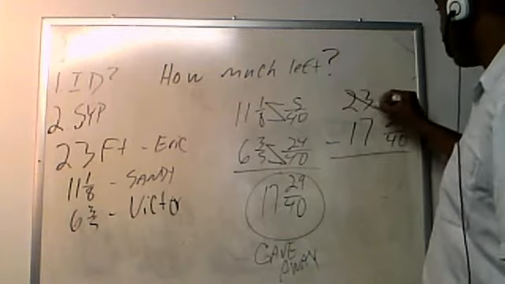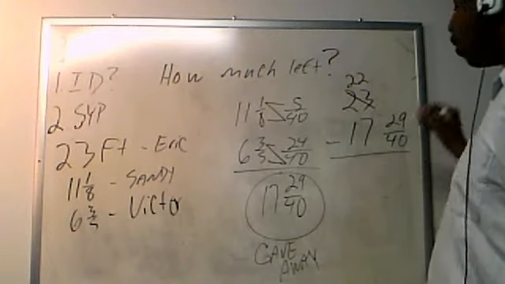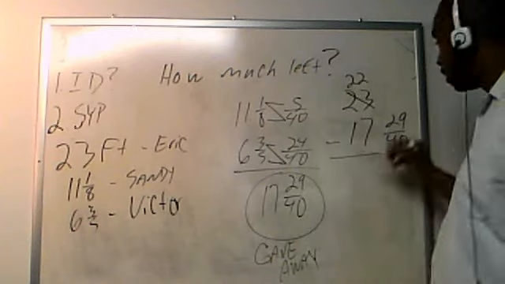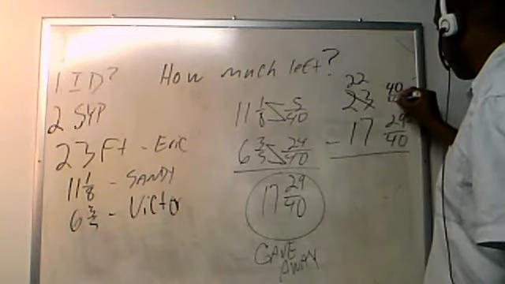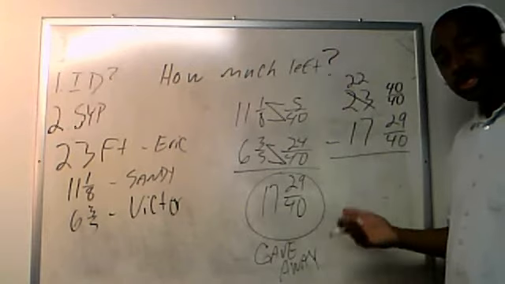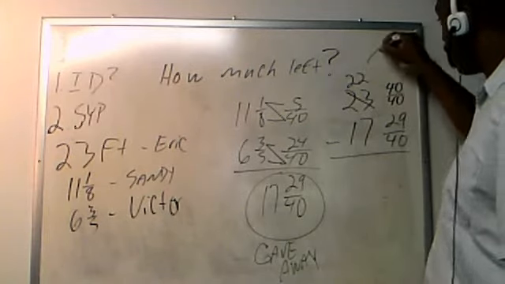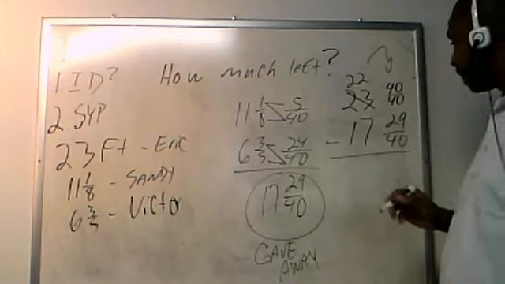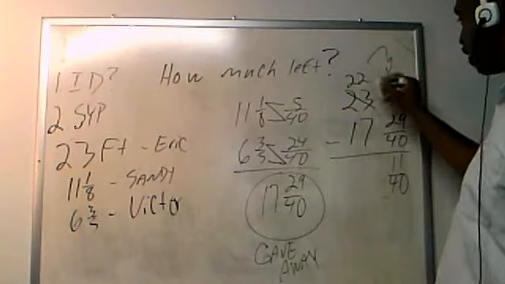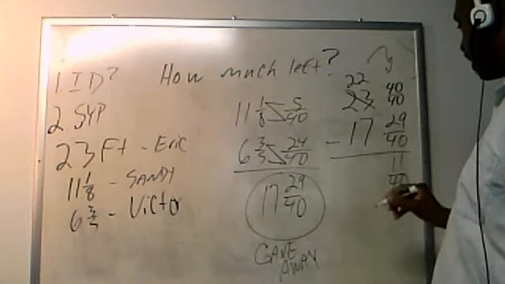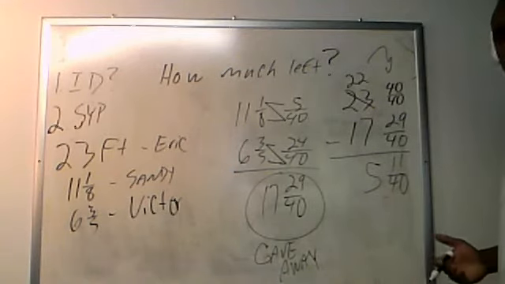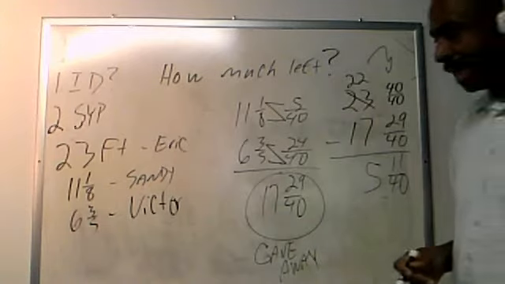So we're going to borrow 1 from here, that becomes 22, and the 1 we just borrowed, we're going to express as a fraction, 40 over 40. Why? Because 40 divided by 40 equals 1, so it's just another way of saying 1. So that 1 we borrowed is now 40 over 40. 40 minus 29 is 11 40ths. 22 minus 17 is 5 and 11 40ths. So that's how much he had left.